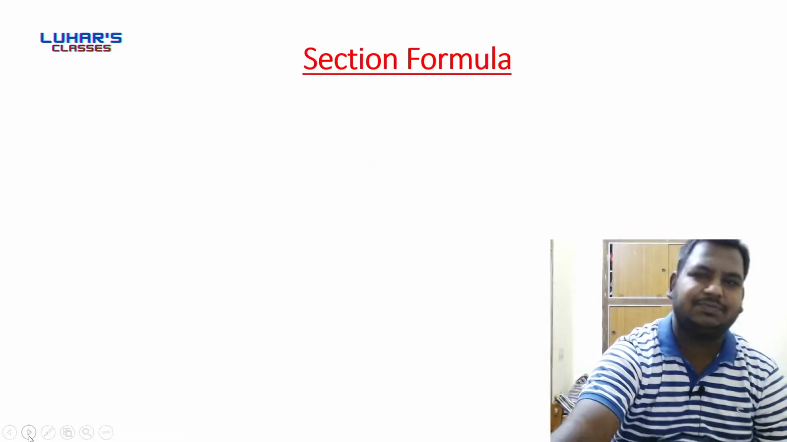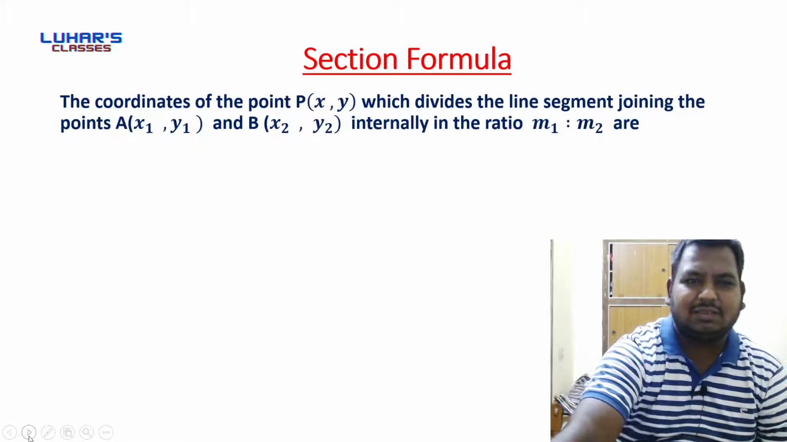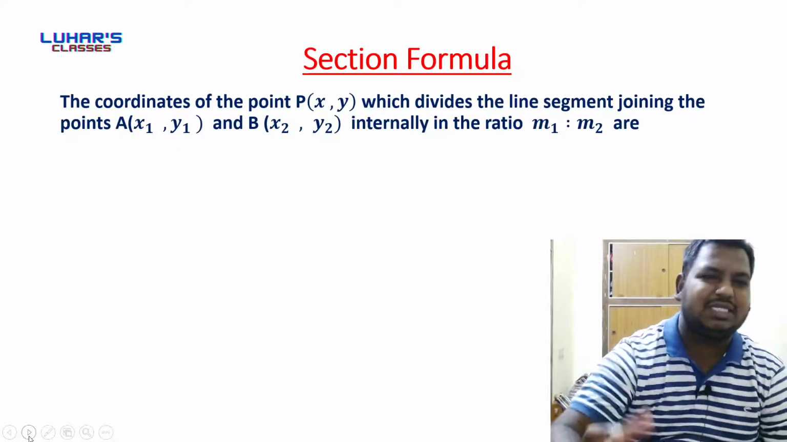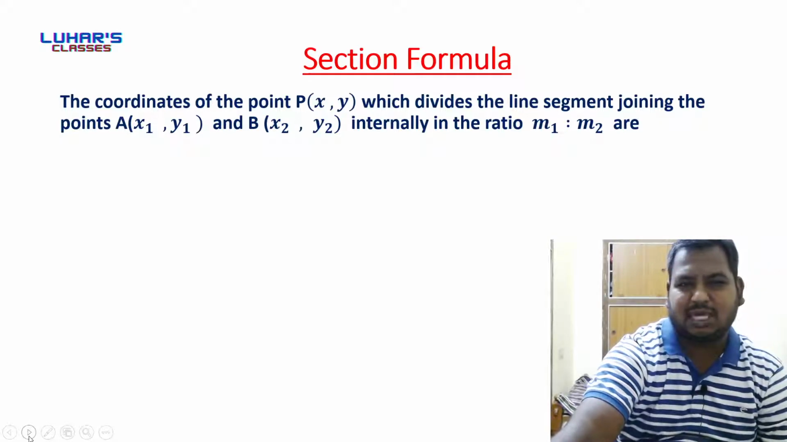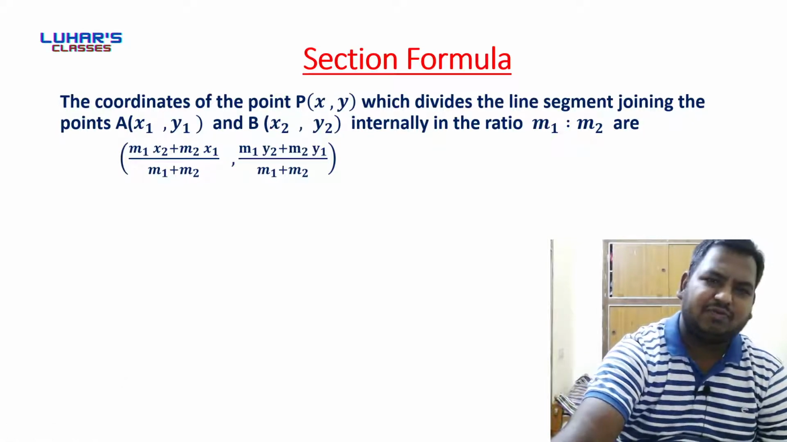Section formula. Here we have a statement, you can say it as a statement also, you can say it as a formula. The coordinates of the point P of x comma y, which divides the line segment joining the points A of x1 comma y1 and B of x2 comma y2 internally in the ratio m1 is to m2 are m1 x2 plus m2 x1 by m1 plus m2, m1 y2 plus m2 y1 by m1 plus m2.